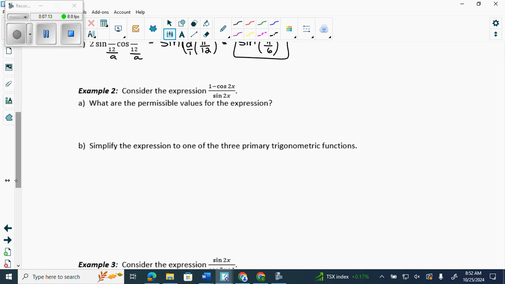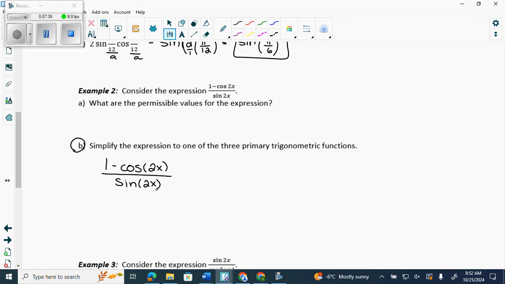We have to consider the expression 1 minus cos 2x over sine 2x. So we're going to simplify the expression. We'll do this one here first. Simplify the expression to one of 3 primary trig ratios. So I have 1 minus cos 2x over sine 2x. It's Friday. We won't talk about the MPVs today.